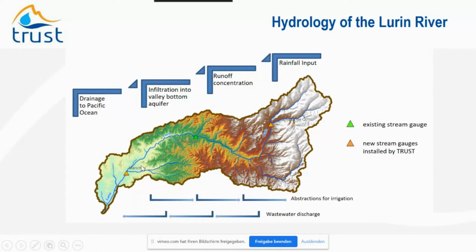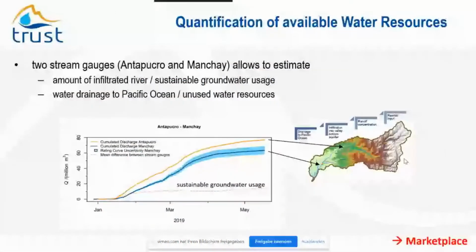In order to make a detailed assessment of the hydrology, we had to set up new stream gauges to complement the data availability. For example, this figure illustrates our results of the cumulated discharge of the two stream gauges in 2019. From the difference of the two stream gauges, we could infer the infiltrated water volume, which hints at the possible sustainable groundwater usage, and also the water which is draining into the Pacific Ocean.